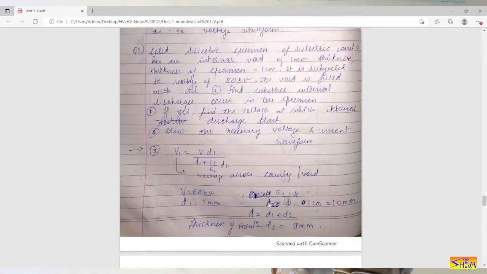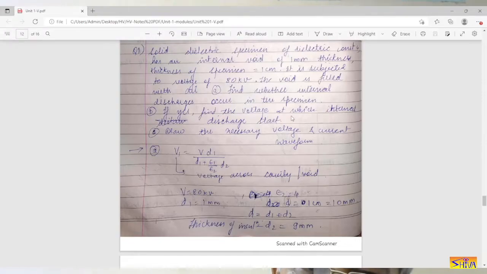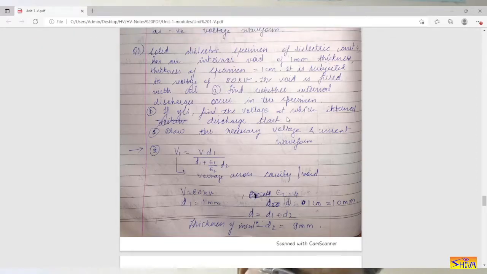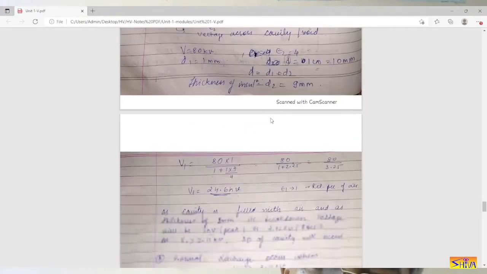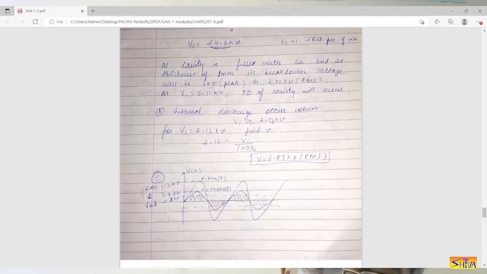Now the second part is, if yes, find the voltage at which the internal discharges start. So on the waveform we have to find the voltage at which the internal discharges occur. Alternatively, we can ask this part as: find the safe working voltage for this insulation. Safe working voltage means the internal discharges should not occur. So in order to avoid the internal discharges, the voltage appearing across the cavity should be less than or equal to 2.12 kV. So V1 is 2.12 kV.